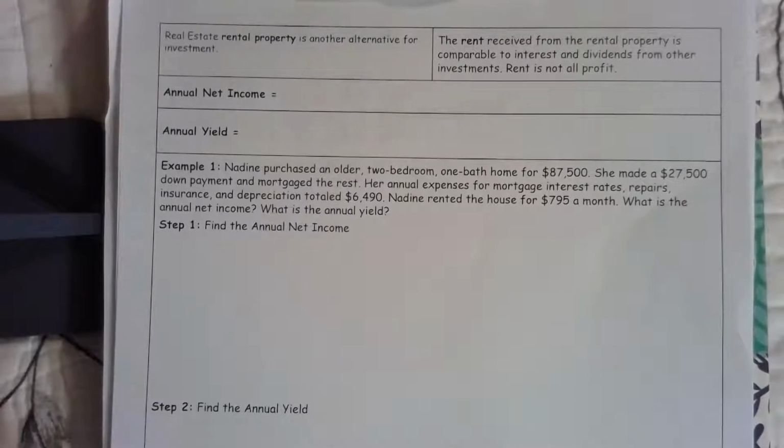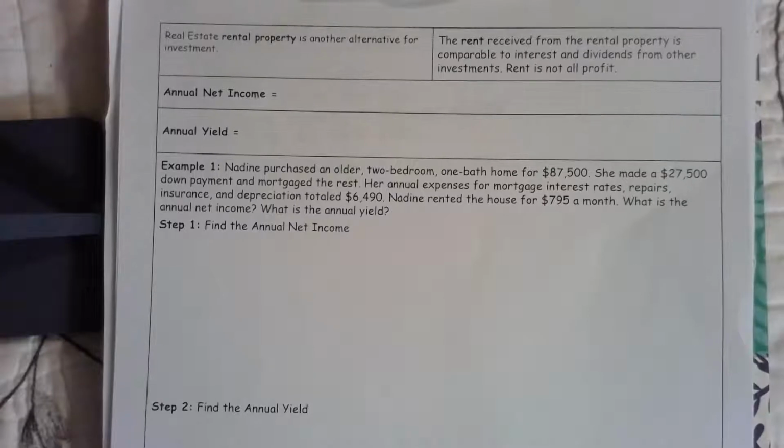Alright, 12.8 is all about real estate. Another thing you can do, if you have a lot of money, is invest in rental properties. You can buy different properties like a house or an apartment complex, or buy a plot of land and build an apartment complex, and invest your money in rentals. So real estate rental property is another alternative.